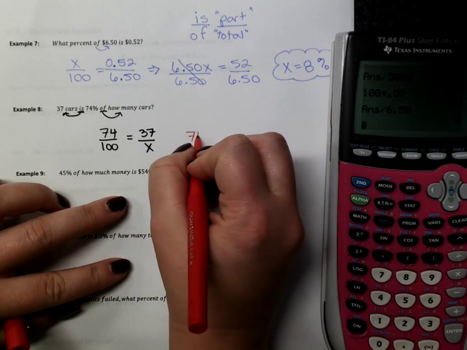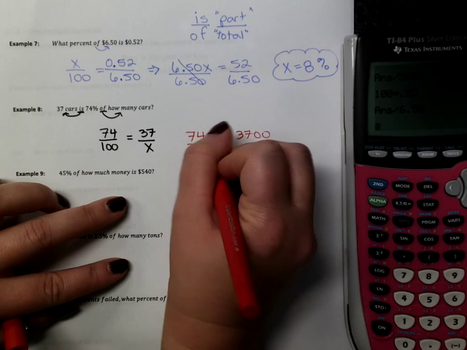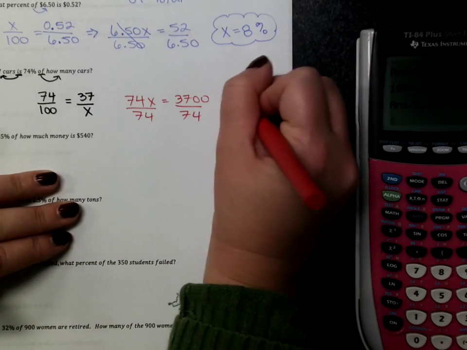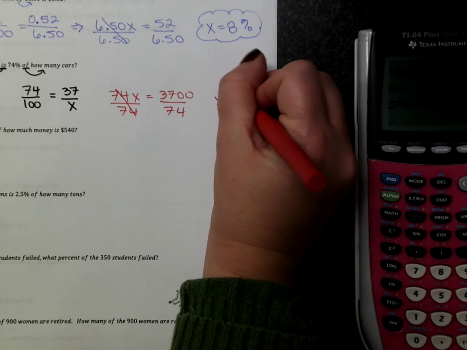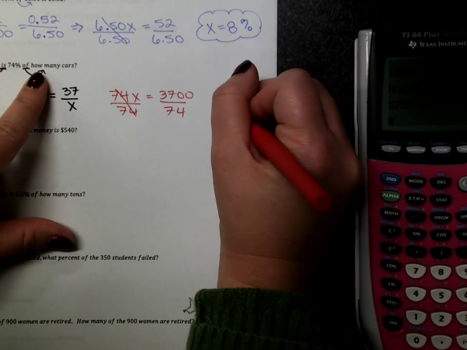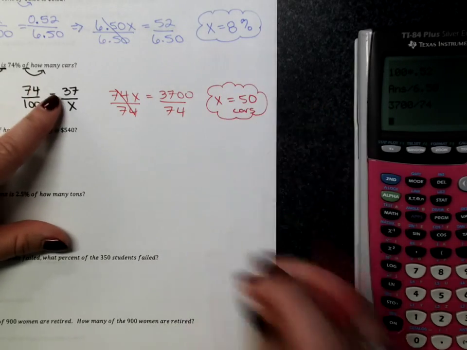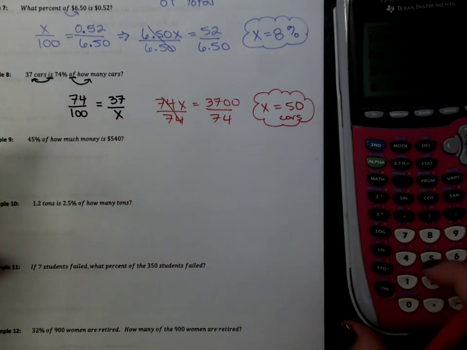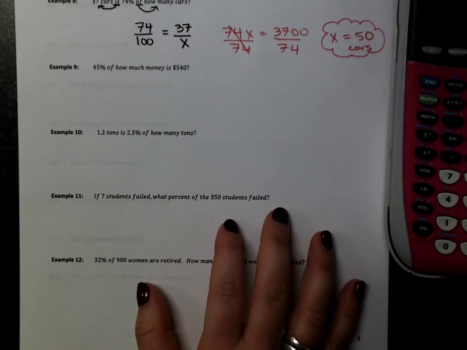This would be 74x equals 3,700. Divide by 74. And x equals 3,700 divided by 74 is 50. And of how many cars? Let's write about cars. 50 cars. So those are the hardest problems when they're asking for the total. The wording can be a little weird on those. So I think I have a couple more of those examples here.